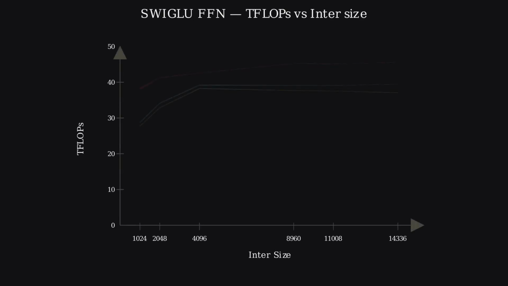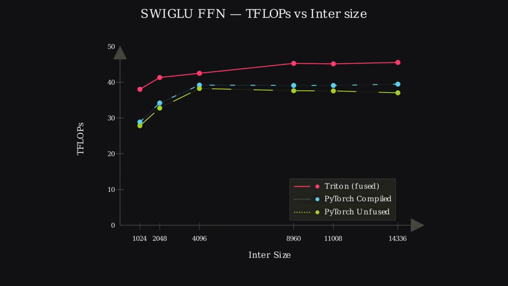The second chart sweeps the intermediate size from 1024 all the way to about 14,000. The interesting thing here is that the gap is actually largest at small intermediate sizes. At 1024, Triton leads by 30%. As the matrices get wider, everyone climbs together, and the lead settles at a steady 15%.